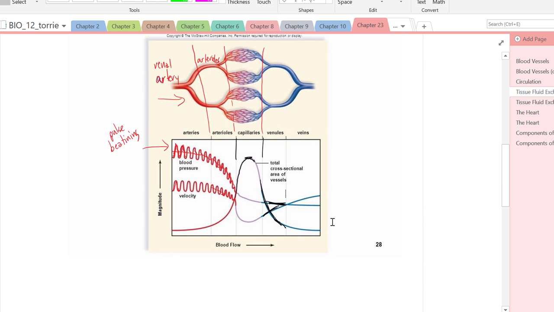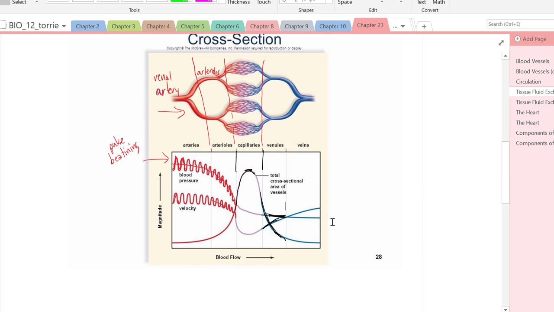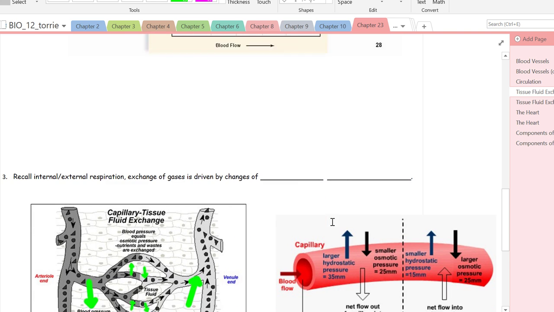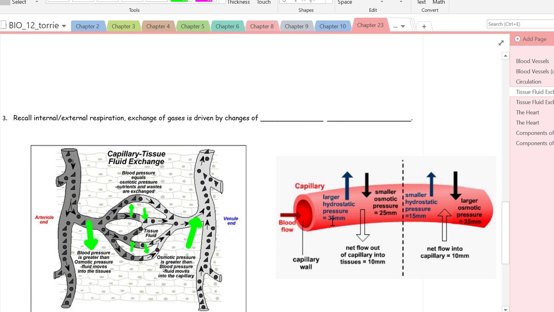So those are the physiological conditions that occur, right? A difference in the anatomy leads to differences in the physiological conditions, differences in blood pressure. Well, we could start with differences in area, lead to differences in pressure, which lead to differences in velocity. And those changes structurally lead to the changes physiologically that then lead to the allowing of tissue fluid exchange.